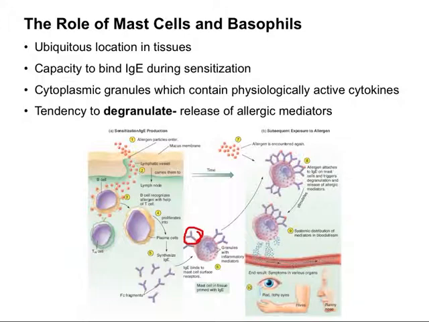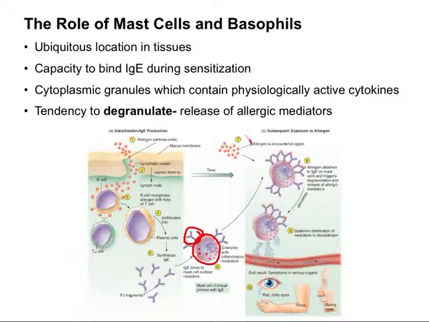Now these mast cells have a high capacity to bind IgE during the sensitization phase. In fact, each mast cell can bind 10 to 40,000 IgE antibodies. And each mast cell is packed with granules. These granules that you can see inside the cell contain physiologically active cytokines like histamine and serotonin. And they also have a tendency to degranulate.